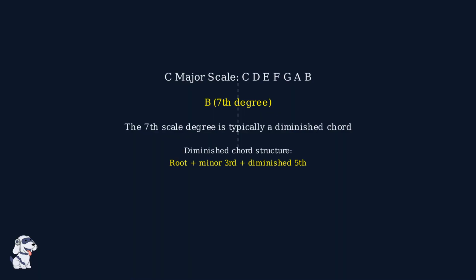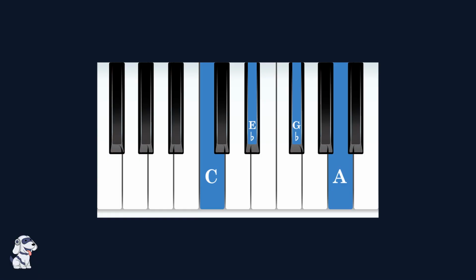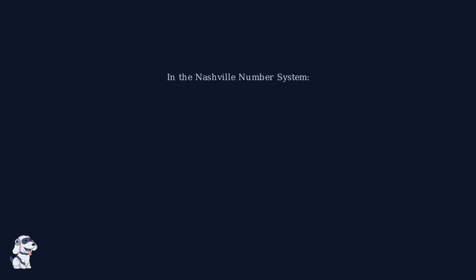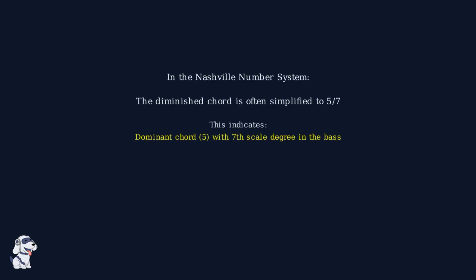For example, in C major, the 7th degree is B, which creates a B diminished chord consisting of B, D, and F. This piano keyboard illustrates the diminished chord, highlighting the notes C, E flat, G flat, and A, which form a diminished 7th chord. In the Nashville Number System, this diminished chord is often simplified to 5/7, particularly in pop and worship music. This notation represents a dominant 5 chord with the 7th scale degree in the bass.